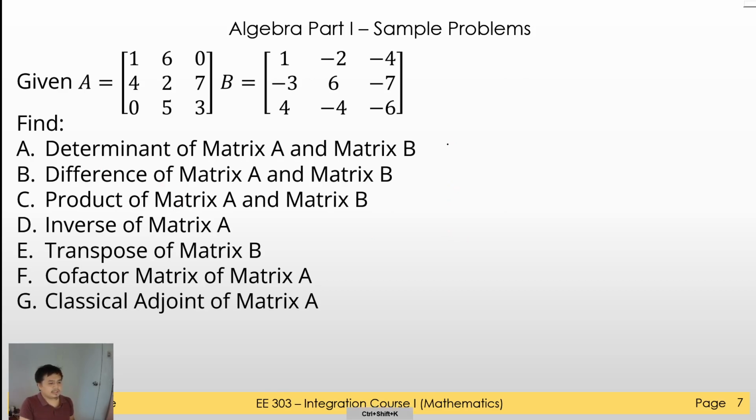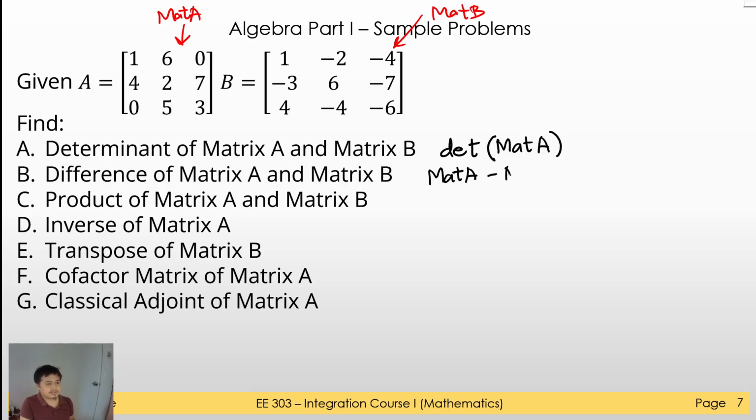For the determinant, we can just utilize the matrix function and input the determinant of matrix A, assuming that we already input matrix A and matrix B. For the difference, assuming that A is positive here, we have mat A minus mat B. For the product, assuming that A is the left side, we have mat A times mat B. For the inverse, we have inverse of mat A. For the transpose, we have function TRN, transpose mat A.